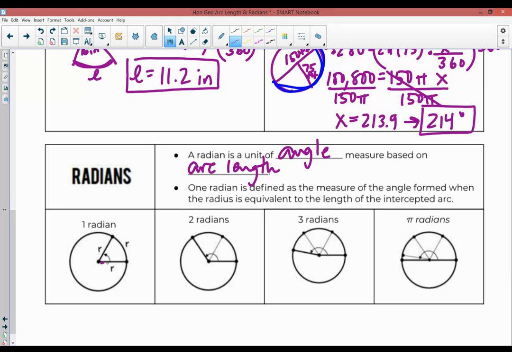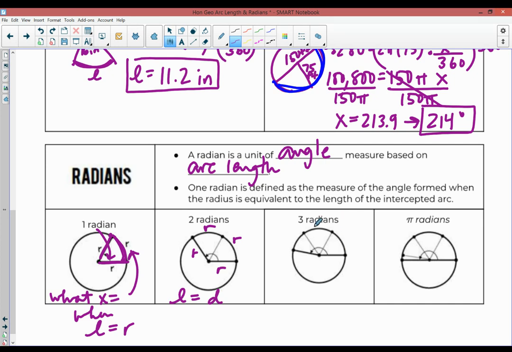So this is the radius. This is the radius. This is the arc length. When the arc length equals the radius, the angle is going to be the radian. So it's what x equals when the arc length equals the radius. So 2 radians is going to be, if these are both radii, and that's a radius and a radius, so maybe L equals the diameter.